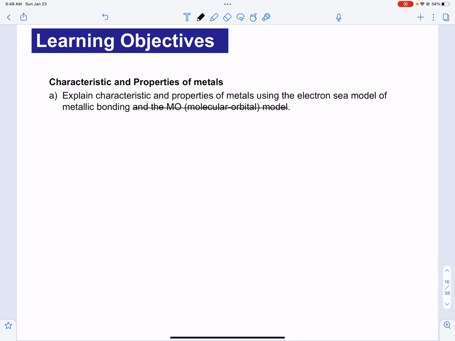And the last thing I would like to do before we finish this part of the lecture is to talk about the electron sea model for metallic bonding. So if we have a lot of metals, how can we explain that metals can conduct electricity, can conduct heat, that are malleable, and are ductile?